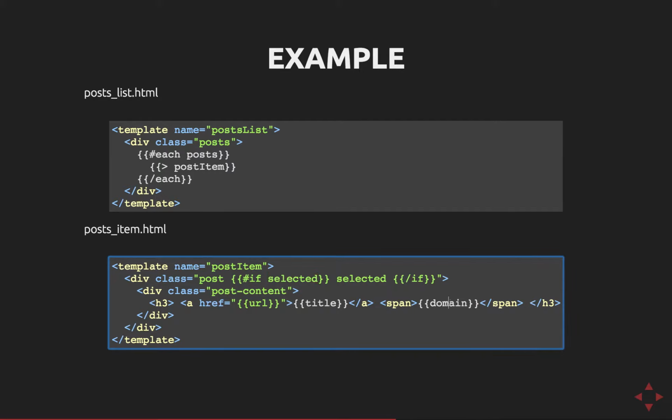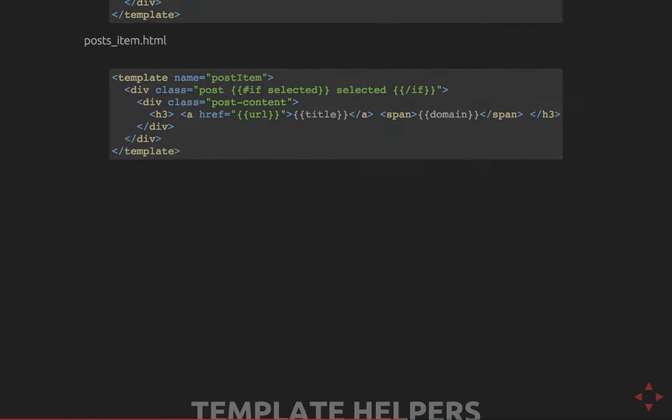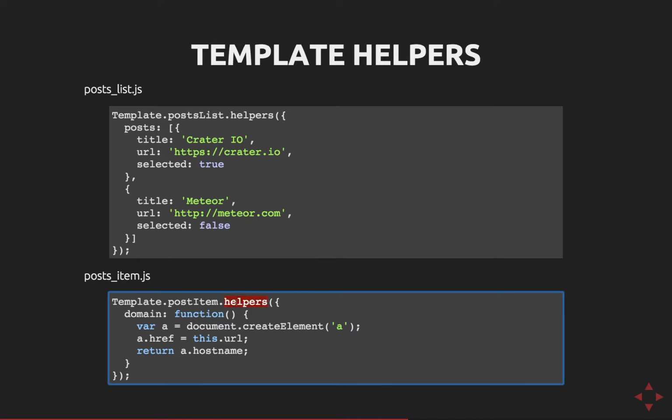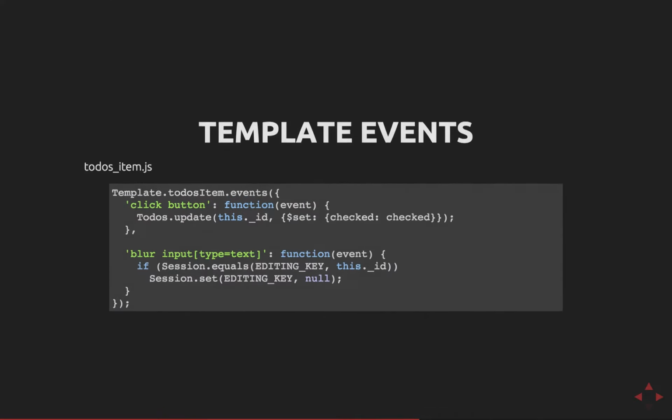And then we have this domain thing here, and that is a helper on the post item. So it uses this.url. This would be that current context of the post you're passing in. And it's just going to return the host name, which is just some HTML DOM API logic, which isn't exactly relevant, but you can do things like that.